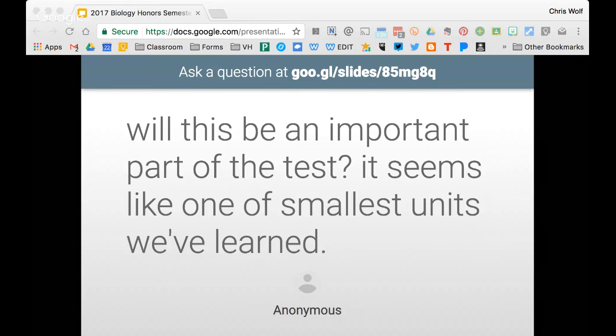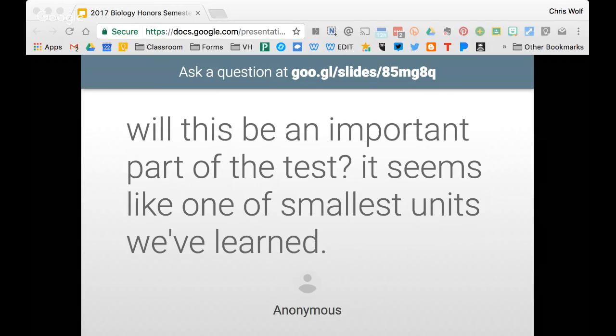Will this be an important part of the test? It seems like one of the smallest units we've learned. It was a very small unit. I mean, it was about the same length as the plant unit. We just never had a test on it. So it will be equally a part of the final as the other units are.